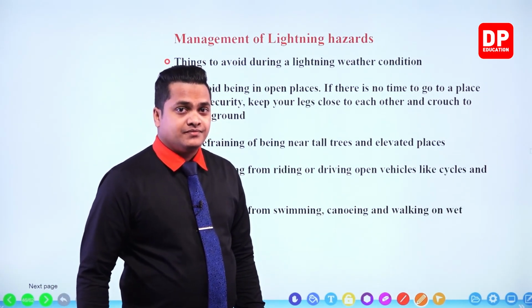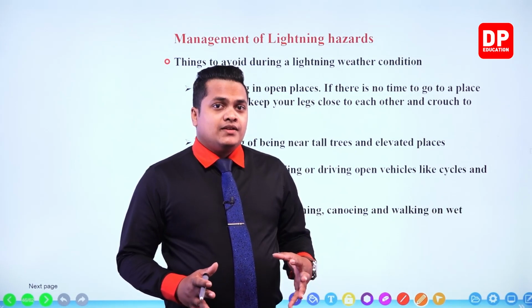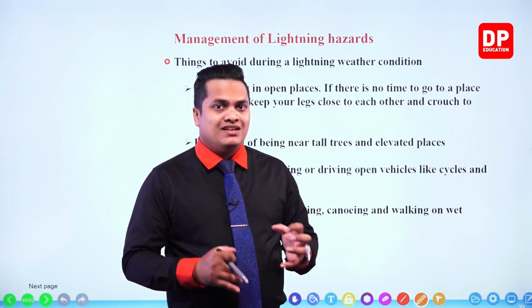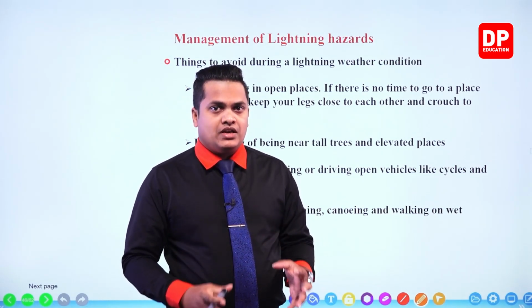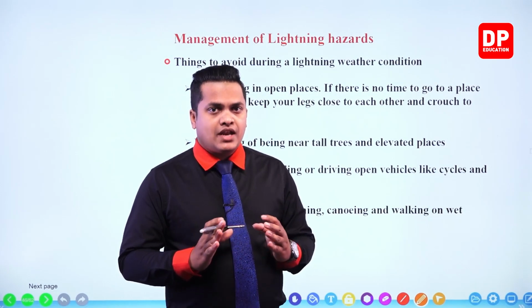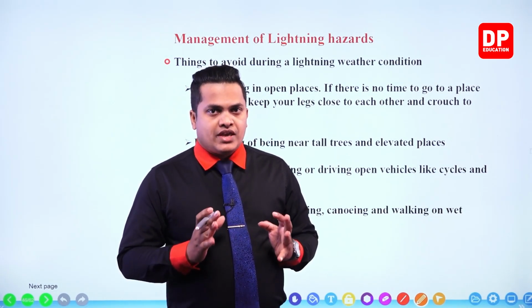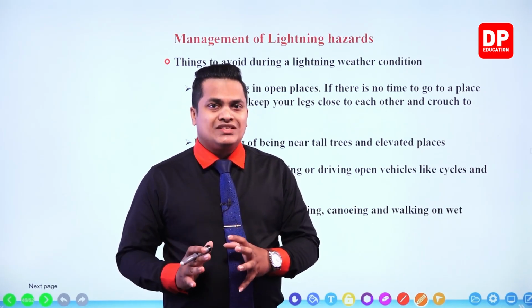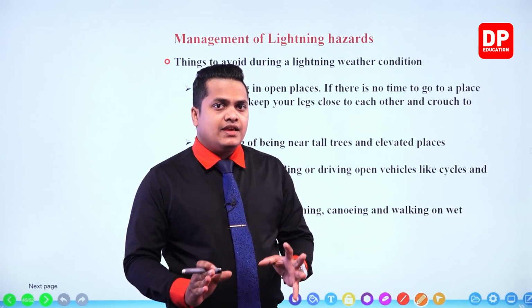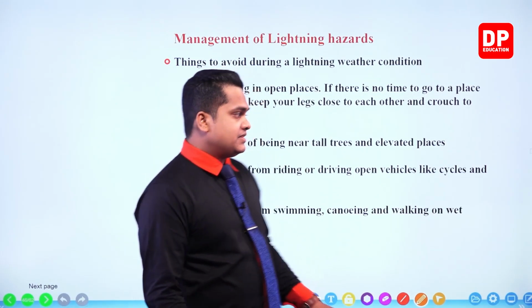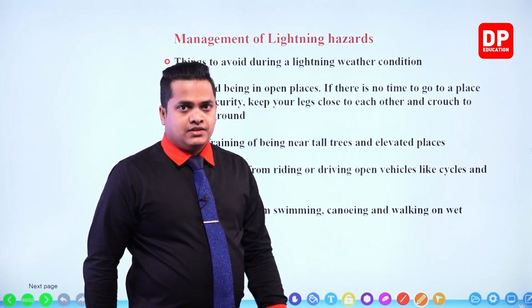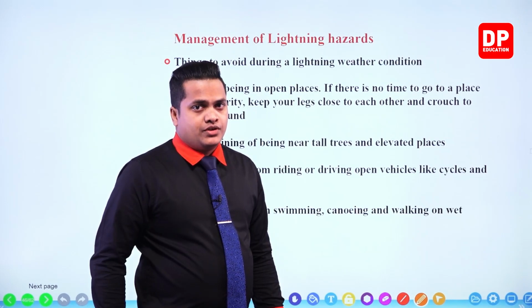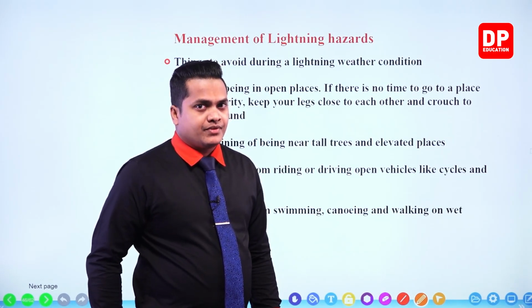The next thing is, I told you that the best option to be safe from a lightning stroke is a closed vehicle. Open vehicles are terrible. So therefore, it's very important not to use these open vehicles when there is lightning. Examples are tractors and bicycles. Those things are not good to use during lightning.